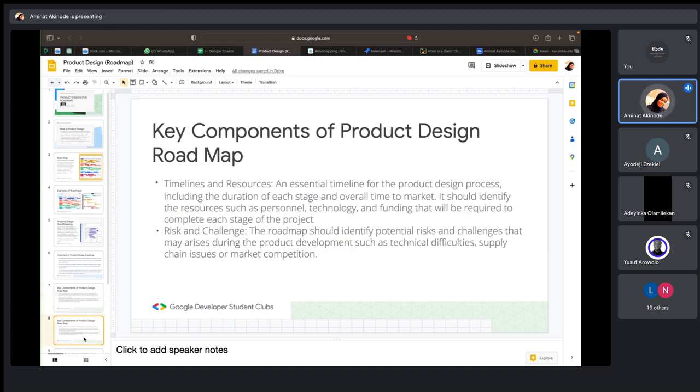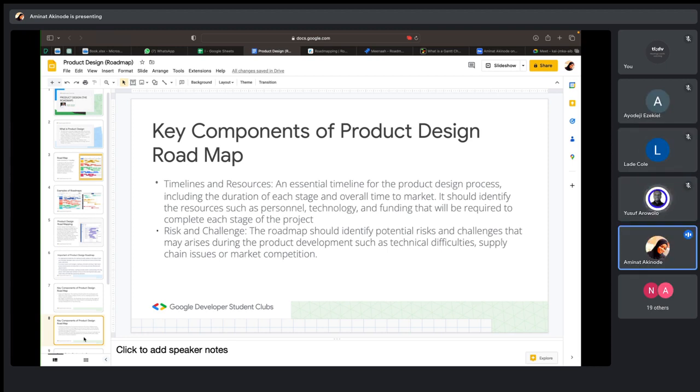Then I have timeline and resources. For every product, there is always going to be a timeline. There is always going to be resources that you need to check through to be able to achieve what you want to do. Some projects might be like, okay, the timeline you need is just 3 days, just because you're designing just a few screens. Some might be months, and some projects will take forever because they have no ending.